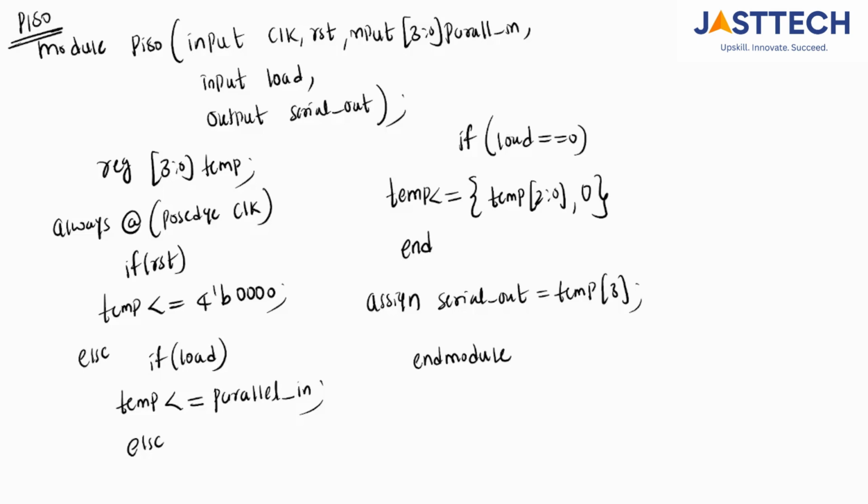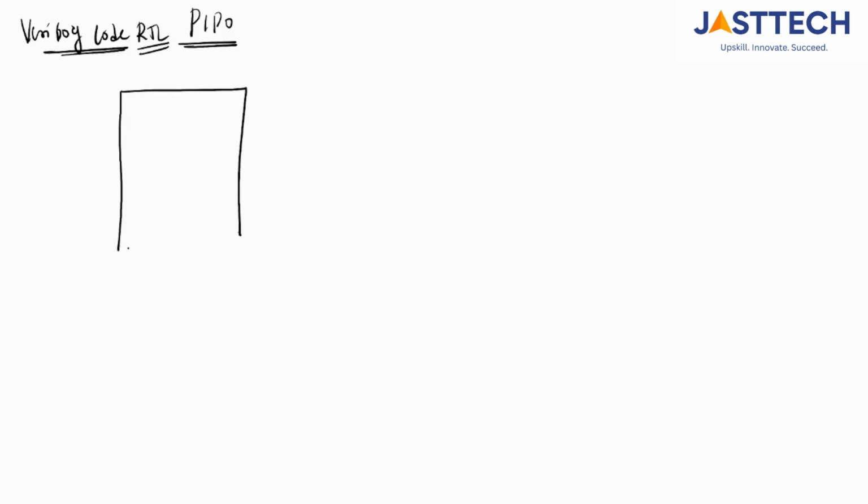Okay, this is PISO, and next we'll see PIPO. Last case, this is PIPO. Verilog code for a PIPO, parallel in, parallel out. If you see the Verilog code or RTL code, you have PIPO. This is my PIPO, so you have input clock.